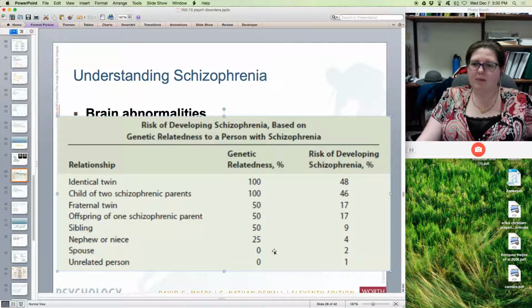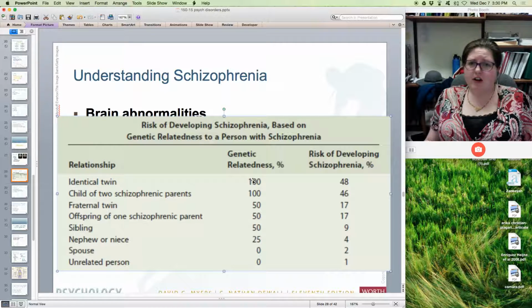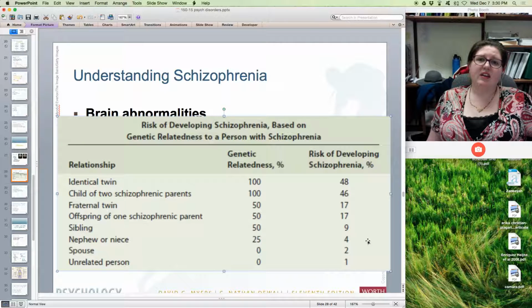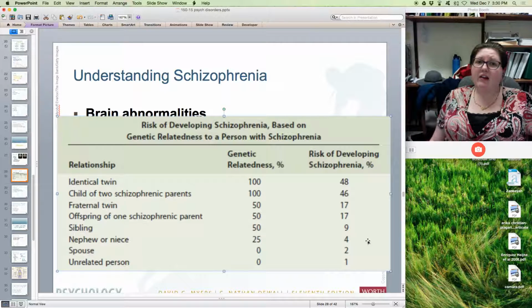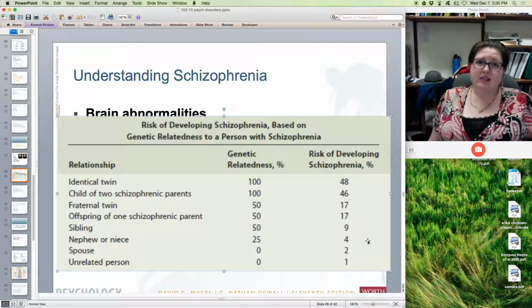But you see that even if you have the same genes, it's not 100%. If this disorder was not at all genetically related, we would see 1s and 2s all the way down here. But if it was completely genetically related, we would see 100% here, 50% here, 25% here. We would see a much stronger pattern if it was only the genes.